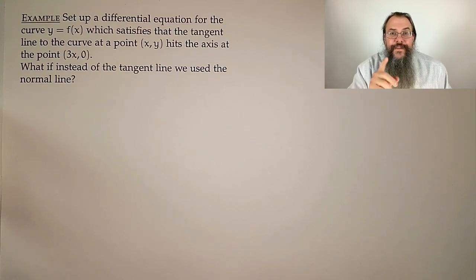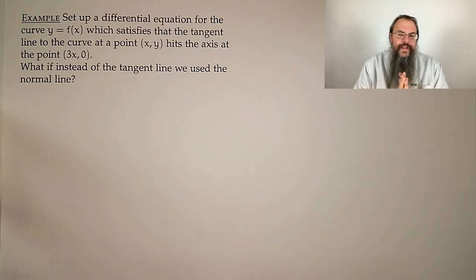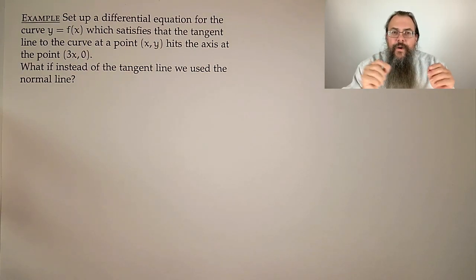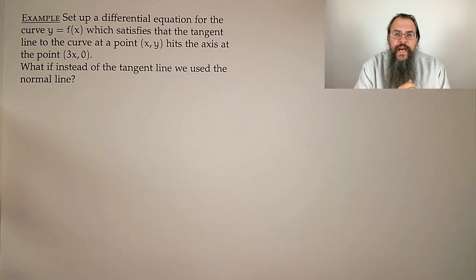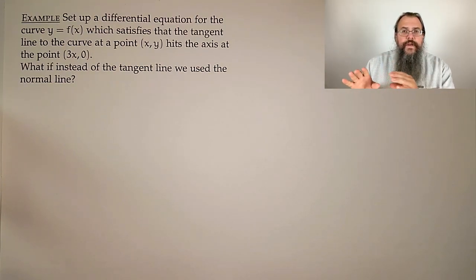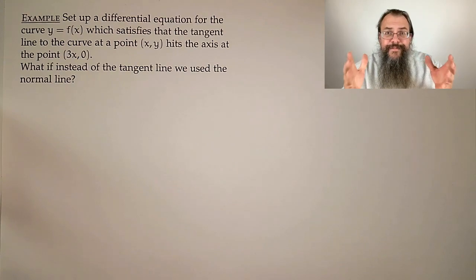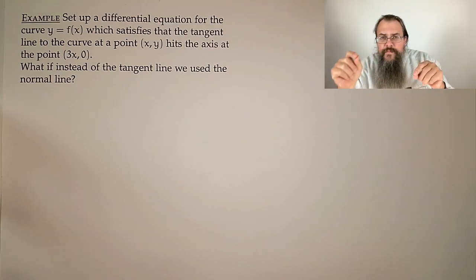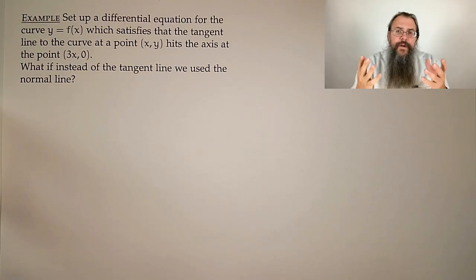All right, so our first example. Let's set up a differential equation for the curve y equals f of x, which satisfies that the tangent line to the curve at a point (x, y) hits the axis at the point (3x, 0). And there's a second part which we'll get to in a minute. First, let's get the first part here. So what we're after is some curve which has a property.